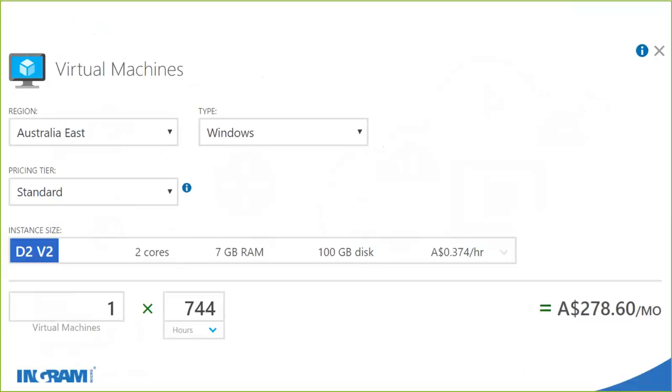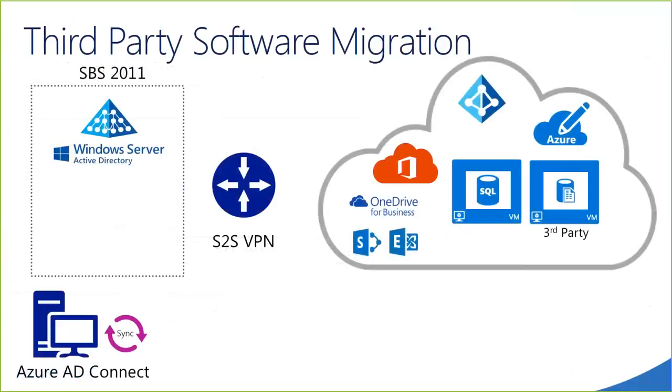So not only do we have things like SQL Server, we can also have third-party apps. Now, third-party apps on our SBS server have typically been problematic because they've wanted full access, they've wanted dedicated resources, they've wanted more resources than SBS could provide.